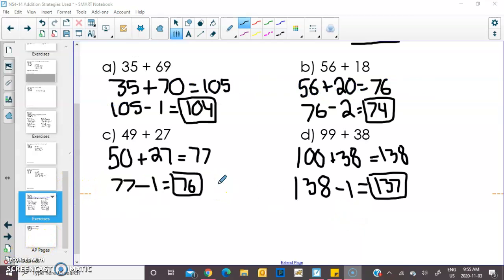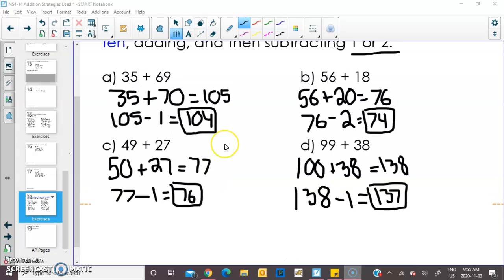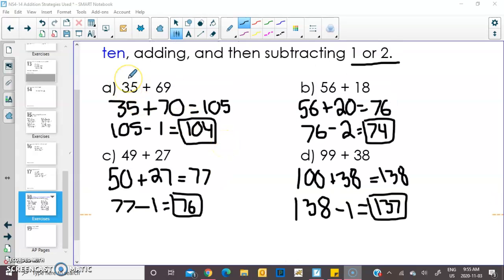Okay, welcome back, grade 4s. So we are going to do 35 plus 69. So we're going to keep the 35. And because 69 ends with either a 9 or 8, a 9 in this case, we're going to round it up to the nearest multiple of 10, which in this case is just adding 1 to make it 70. So 35 plus 70 equals 105. Now, because we added that 1, we need to minus it. So 105 minus 1 equals 104.